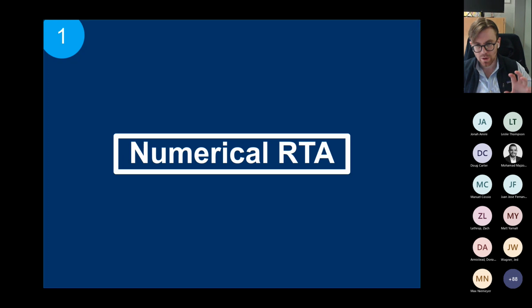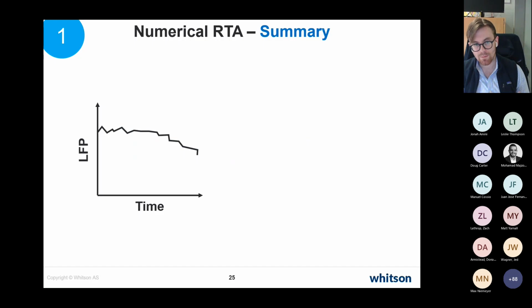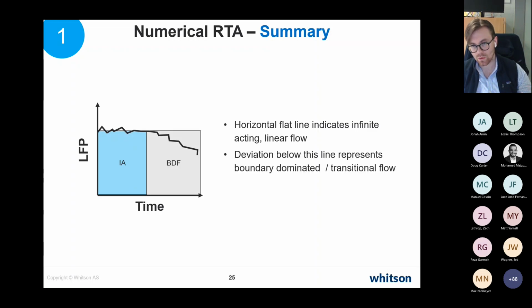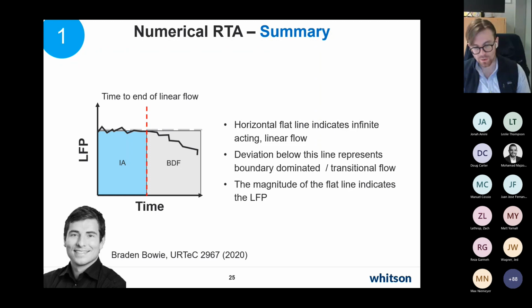Last thing. When it comes to numerical RTA, you'll see some diagnostic plots today. For those who haven't seen it before, on the numerical RTA diagnostic plot, a flat horizontal line indicates infinite acting linear flow. Deviation below this line represents boundary dominated or transitional flow, and the magnitude of the line itself indicates the LFP. This is from the work of Braden and James back in 2020.